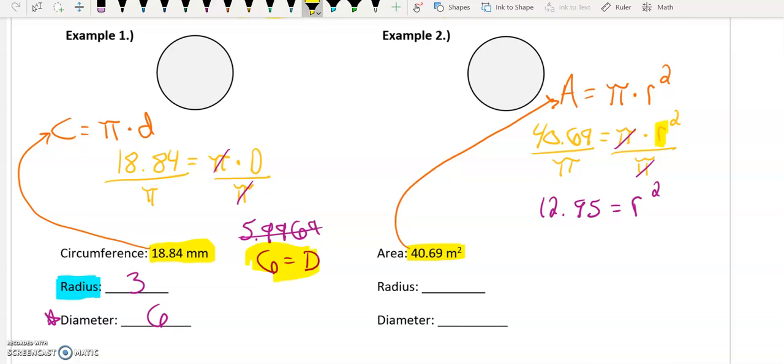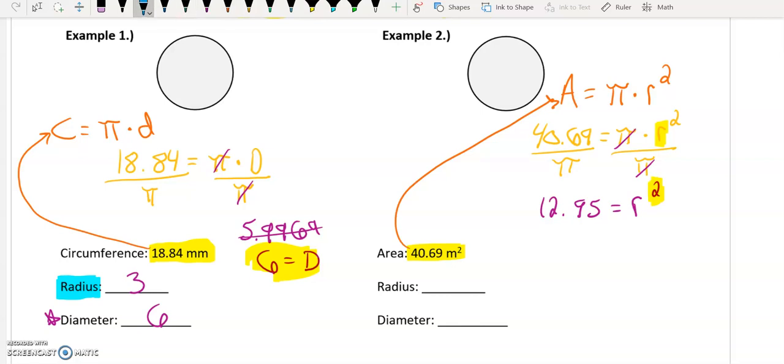With the area formula, the issue is that I don't know what r is, but I do know what r squared is. So the issue here is really that square. We can't say what the radius is until I get rid of that square. So how do we get rid of a square? This is where it gets interesting.